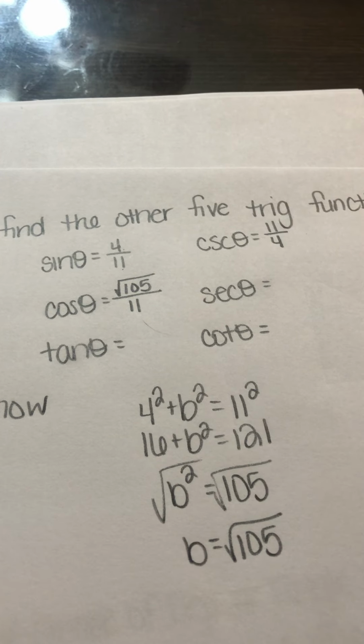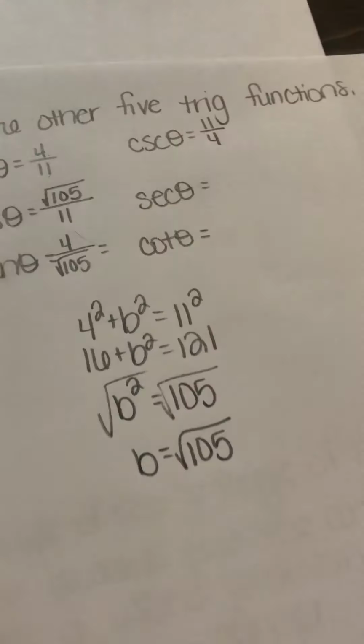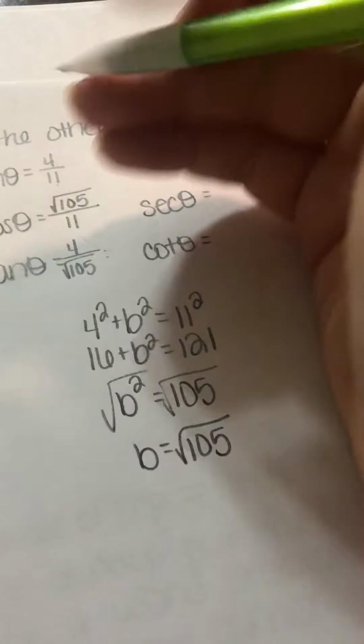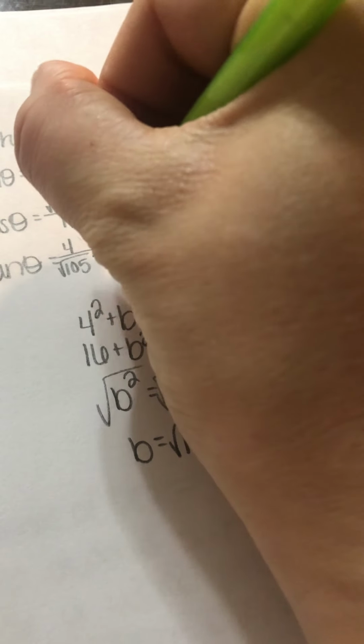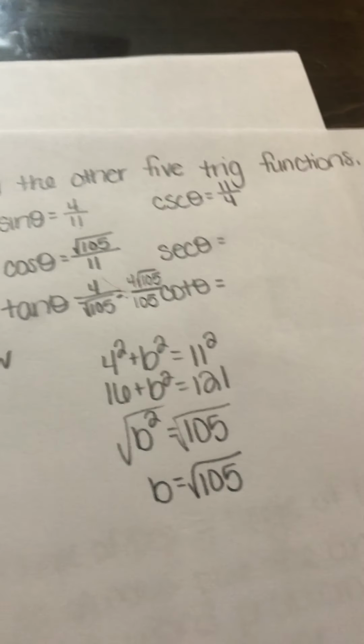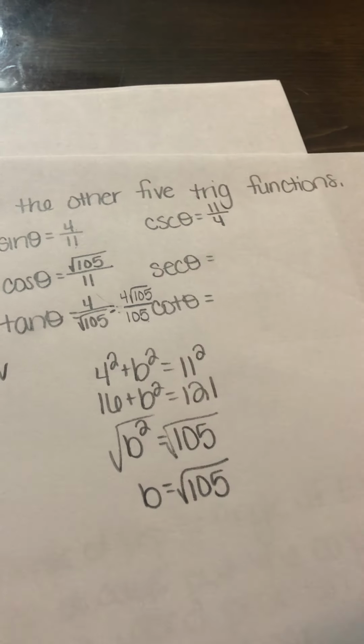Tangent uses opposite over adjacent, so that's going to give us 4 over the square root of 105. And remember, when we rationalize that, we just bring this to the top. So it'll be 4 square root of 105 over 105. So when there's nothing else down here, we just leave that number.